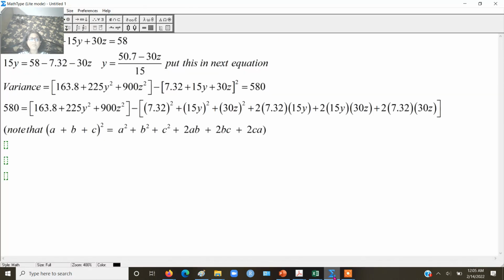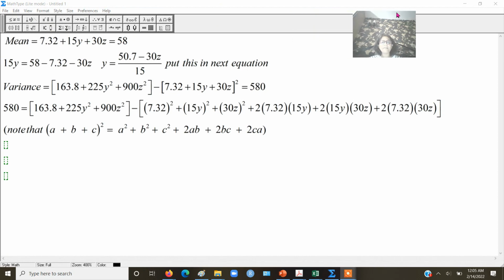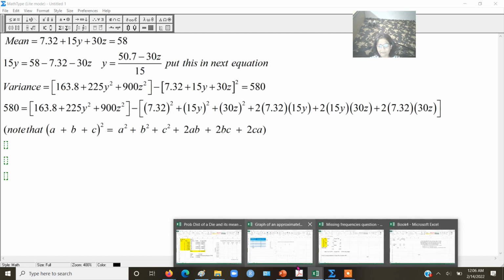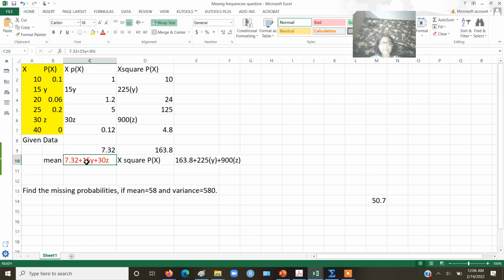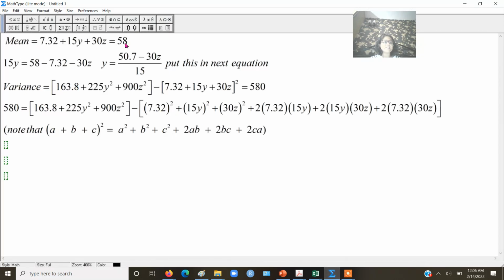Next, it's given that the mean is equal to 58. So coming back to the expression that we developed for mean here in the Excel file, you see this is the expression that we developed for mean, right? So I'm going to equate this expression with the given value of mean, which is 58, and then I solve it for y, and I get a particular value of y.